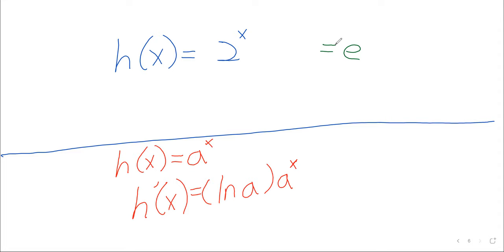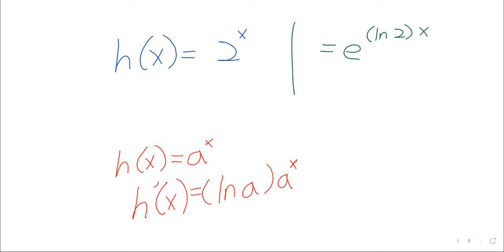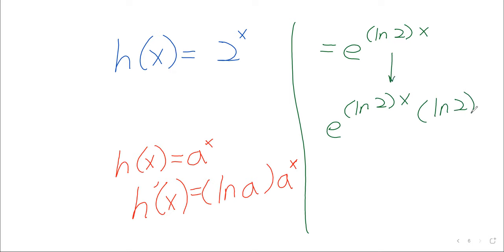2 to the x is e raised to the power of the natural logarithm of 2 times x. You may or may not have learned that trick in college algebra or high school algebra, or some other algebra course. And if you then take the derivative of this, it's the chain rule. E to the x is its own derivative. So we take the derivative of e to the x. We stick the inside function inside of it. Then we multiply by the derivative of the inside function.